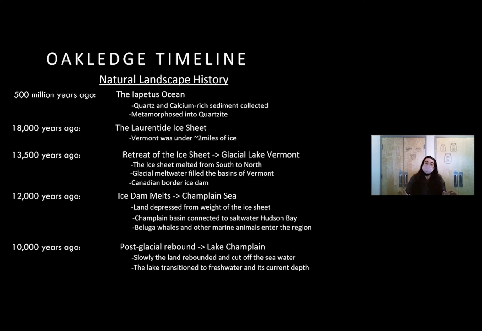So that's a lot of information, but just real quick, different bodies of water. There's the Iapetus Ocean 500 million years ago, 13,500 years ago, Glacial Lake Vermont, and then Champlain Sea shortly after, and then that was a pretty short-lived little sea, and it turned into Lake Champlain. That's the important stuff. Hopefully y'all got a little bit of the complicated stuff.